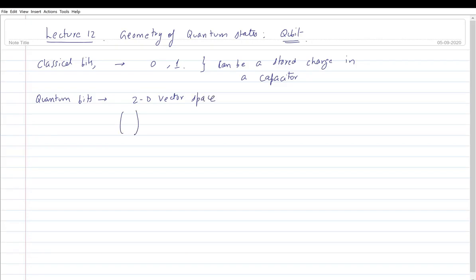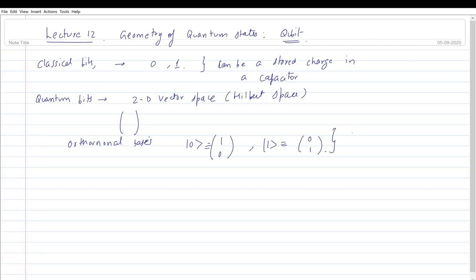That is a column vector, and I can have an orthonormal basis. So this is a Hilbert space, mind you. Orthonormal basis, where by convention I have |0> and |1>. This is also called the computational basis or the standard basis.